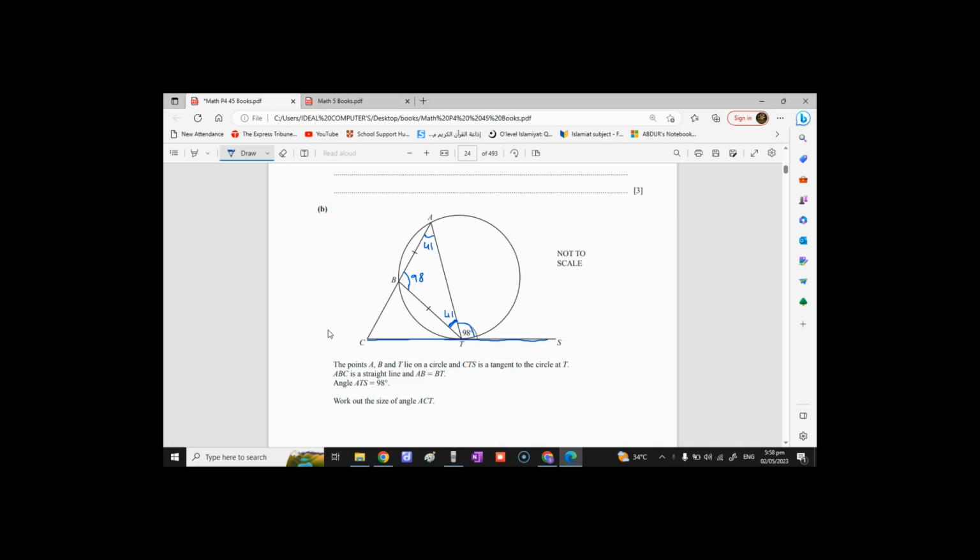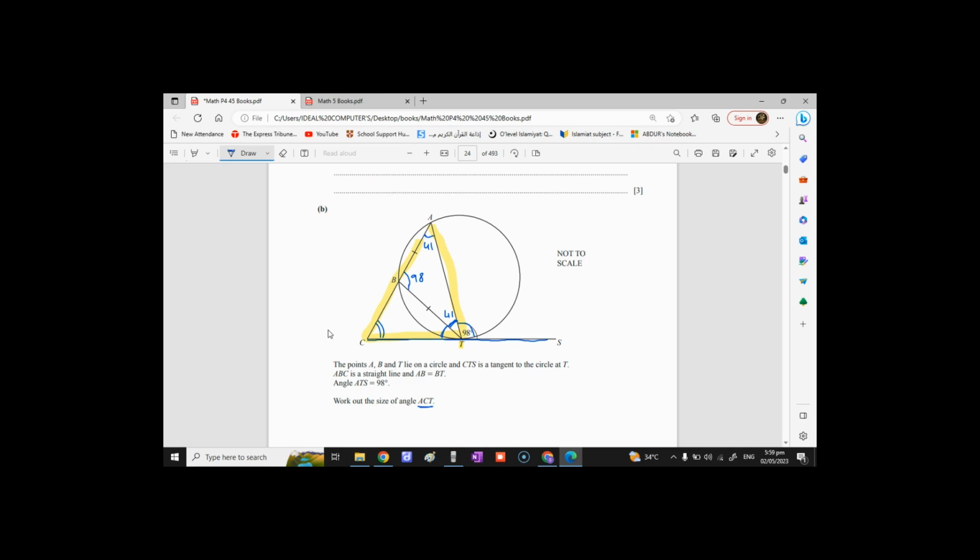Now, what I need to find? I need to find ACT. I need to find this angle. Okay. So for this angle, if I take this triangle ACT, the sum of the angles in a triangle should be 180 degrees. So for that, I need to find this angle, because the total angle is like 41.